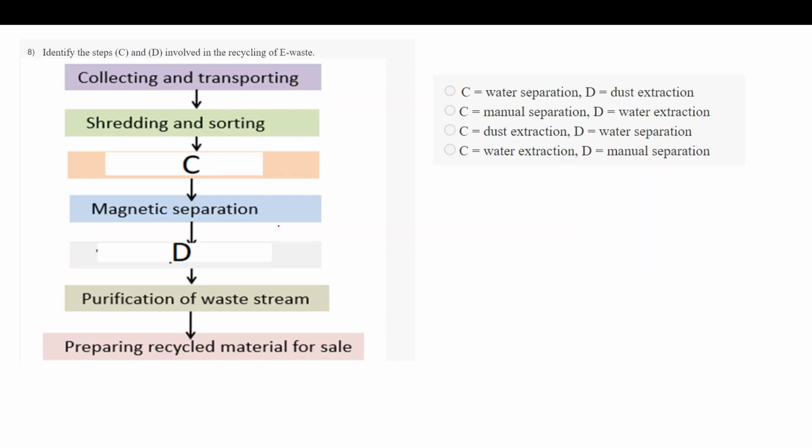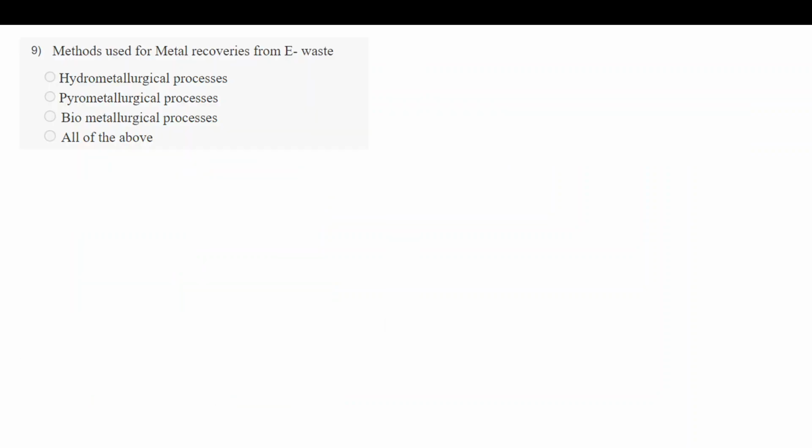Then any sort of magnetic materials, because batteries and all, they have magnetic properties. Then metal bodies also. So magnetic separation. Then D is any sort of water content, if it is present, then water separation. So D is water separation. Purification of waste stream. Okay, so once you have collected water, you purify it and prepare the recycled material for sale. So C here is dust extraction and D is water separation.